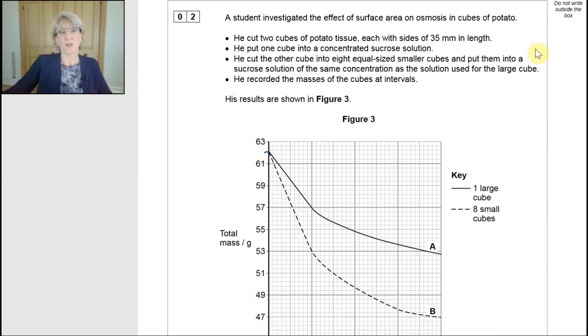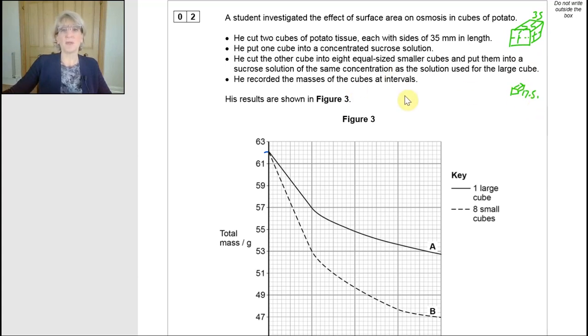As I read this question, I drew myself diagrams to understand what was going on. So I worked out that there were cubes of potato and each cube was 35 millimeters. The sides were 35 millimeters, but he then cut another cube into 8 equal size smaller bits. And I just kind of went, how would that work? Well, if he cut it this way, that would be 2. If he cut it that way, well, that wouldn't be 4. Hold on. So if he does 3 cuts, he's going to end up with 8 smaller cubes, each of which have got a side of 17.5.